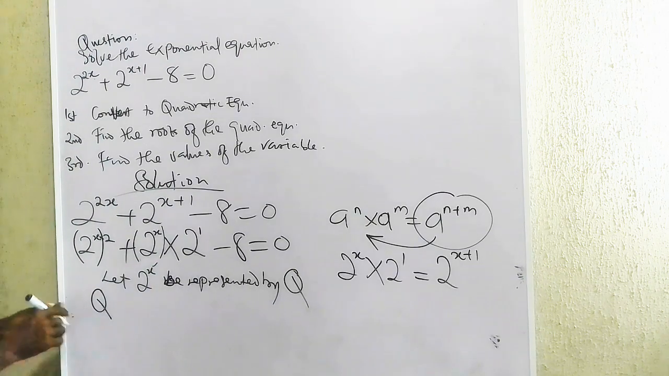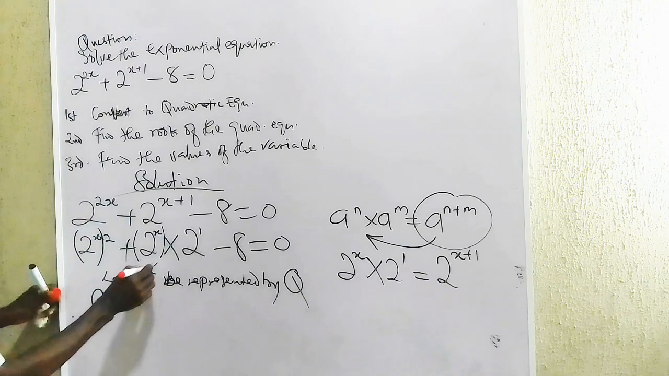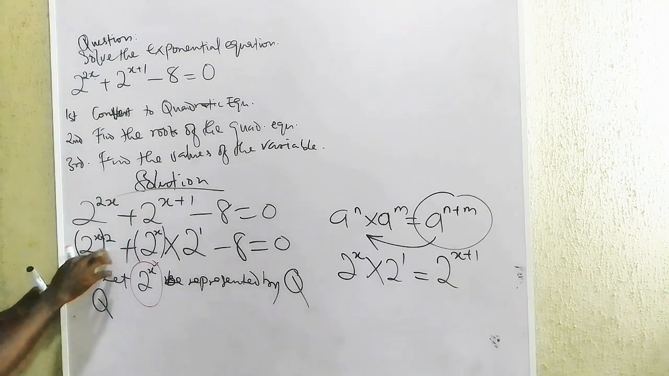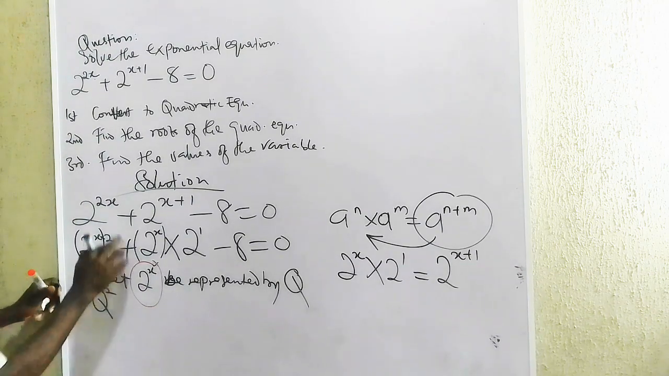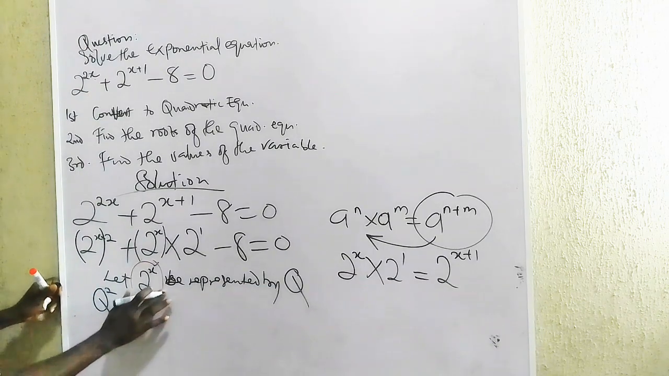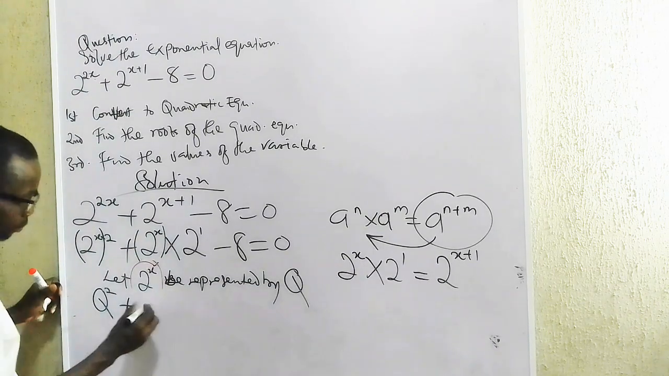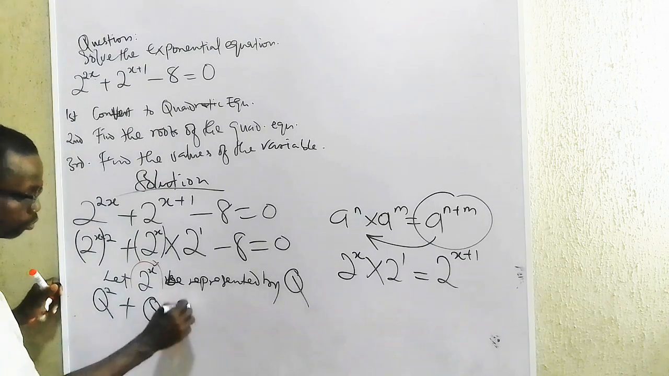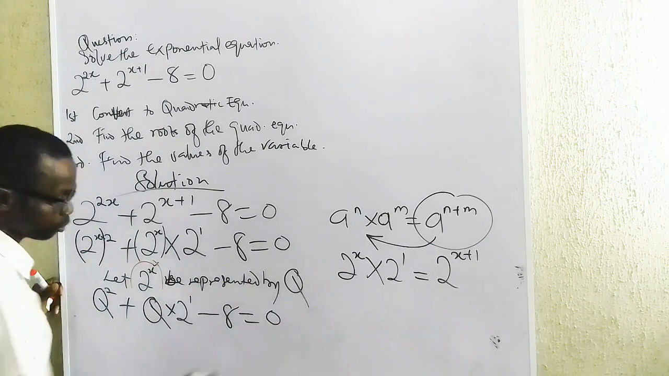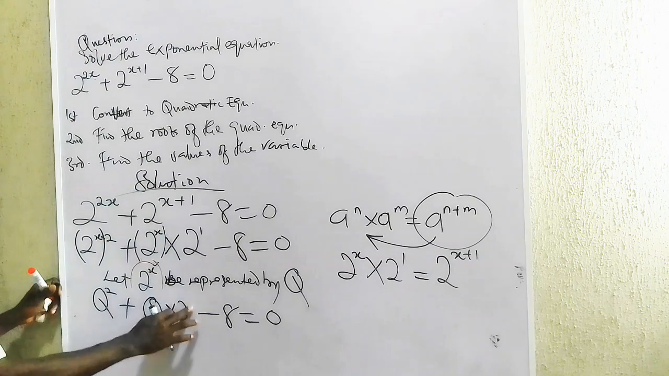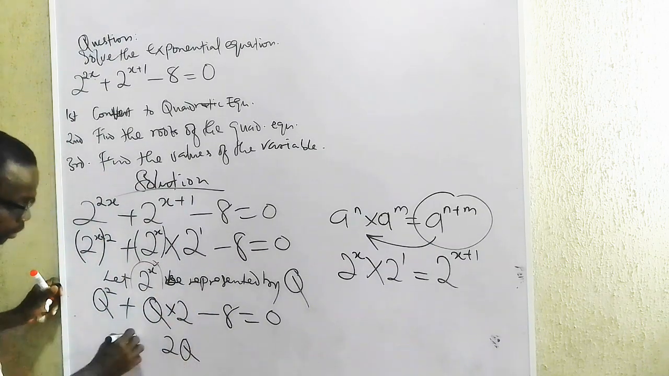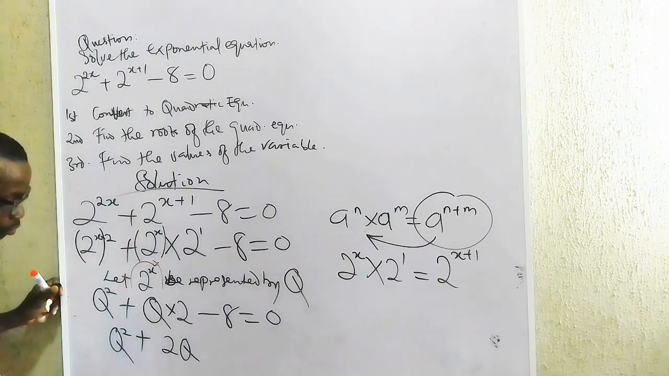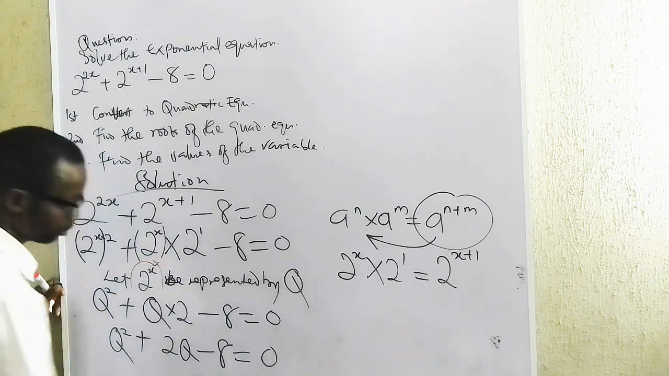Remember it's 2 raised to the power of x. This still remains here, so you have 2 raised to the power of x, which is Q, raised to the power 2. The plus sign still remains. Then this is represented with Q times 2 raised to the power 1. 2 raised to the power of 1 is the same thing as 2, so just leave it. So 2 times Q is 2Q, and Q raised to the power of 2 minus 8 is equal to 0.